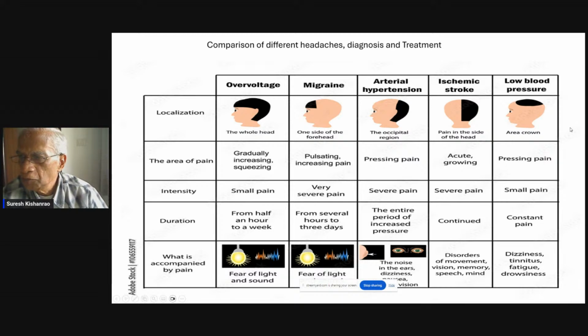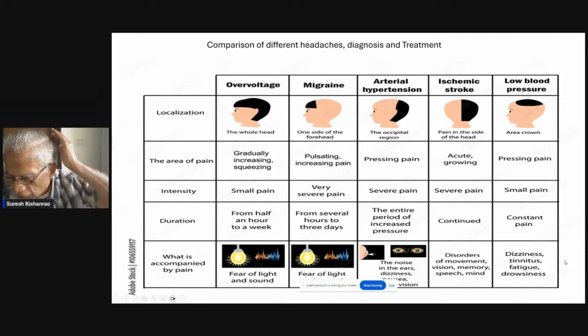If there is hypotension, usually the headache is in the center, or what we call the crown area. Here also the brain feels pressing pain, usually very mild but constant. There could be associated dizziness, tinnitus, fatigue, and drowsiness.